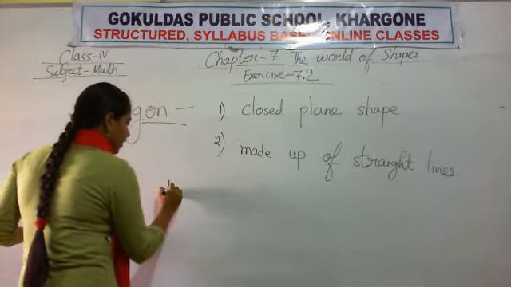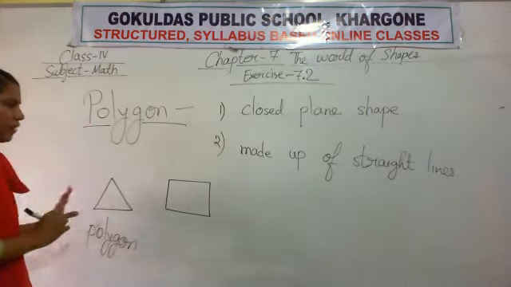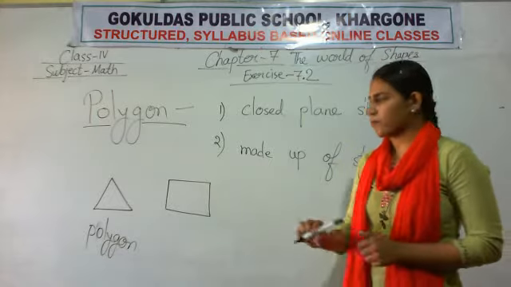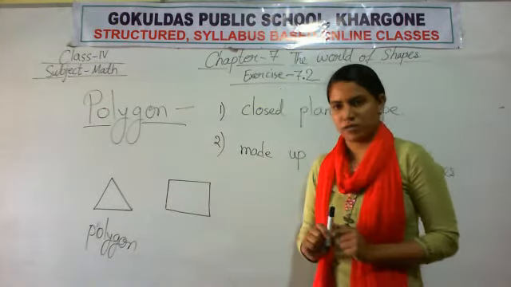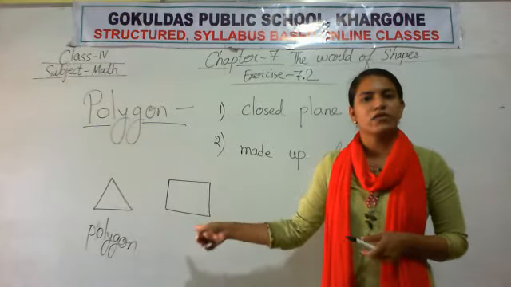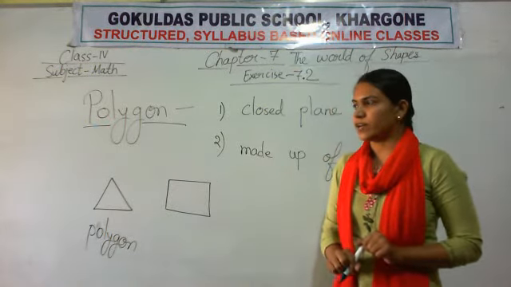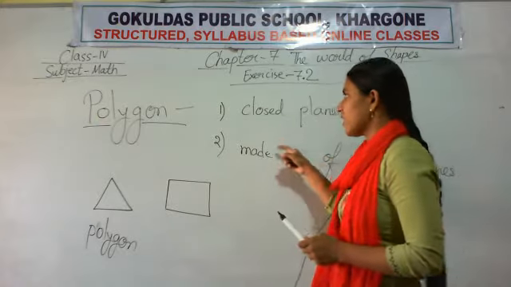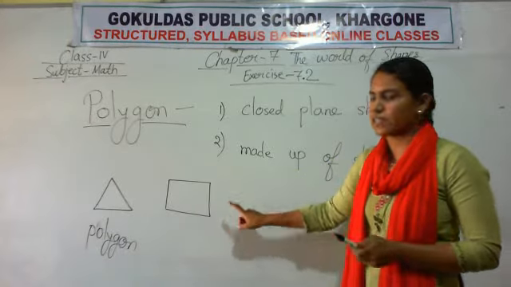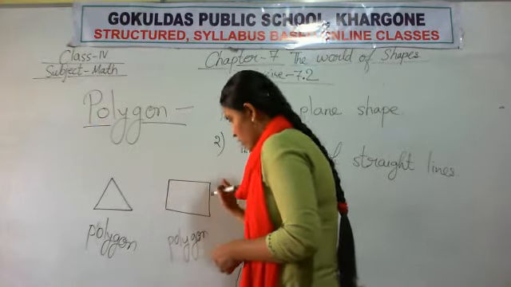Now I am drawing another shape. How many straight lines are in the shape? 1, 2, 3 and 4. So this shape is made up of 4 straight lines. Is it a closed figure or an open figure? Tell me. It is a closed figure. So both the conditions are fulfilled here. It is a closed figure and made up of straight lines, which means it is also a polygon.